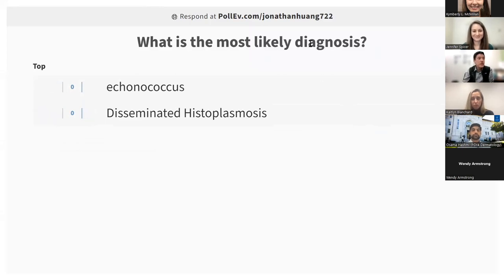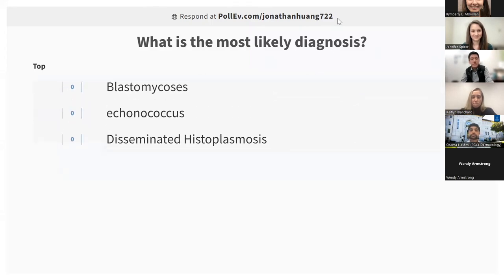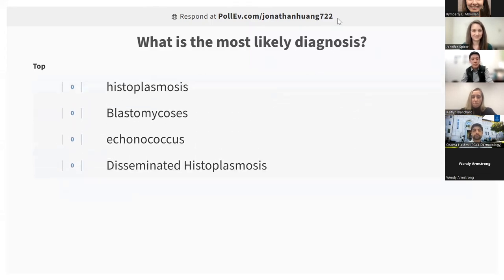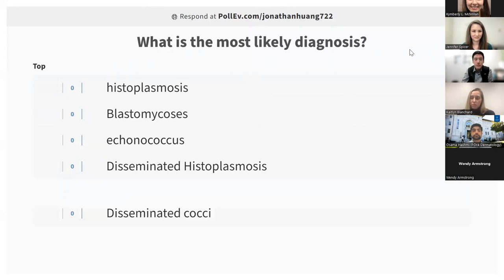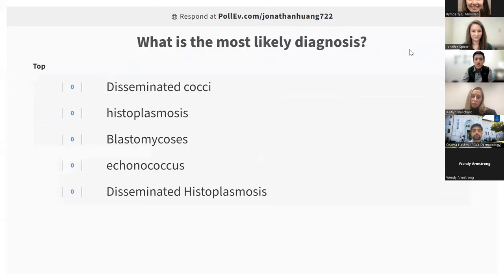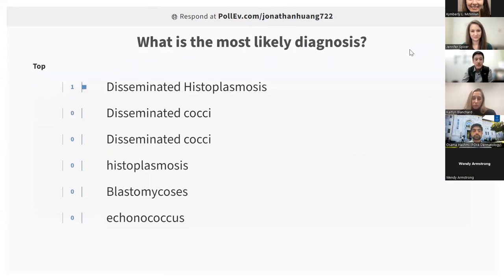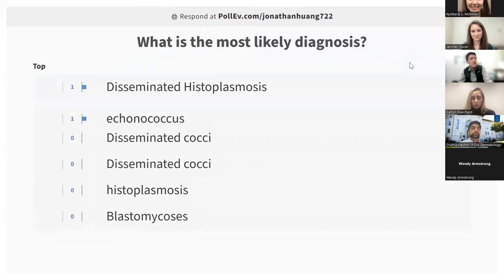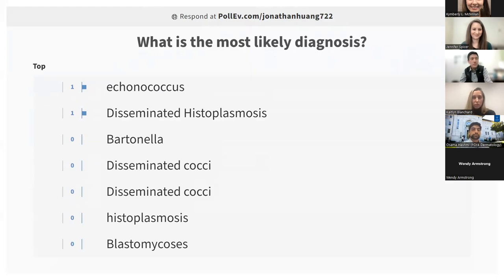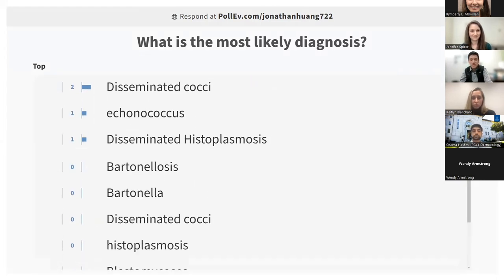We have the Poll Everywhere. The link is noted above. We want to give just a minute for all of the audience to participate and put in their most likely diagnosis. You also have the option to upvote certain options. So if you agree with one of the diagnoses that someone else has placed, you can upvote that and we can get a sense of what the audience agrees is the most likely diagnosis. We'll keep this up for just another minute before we transition it over to Dr. Jen Spicer, our ID expert consultant.